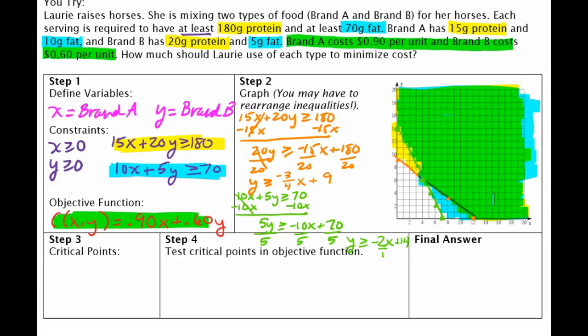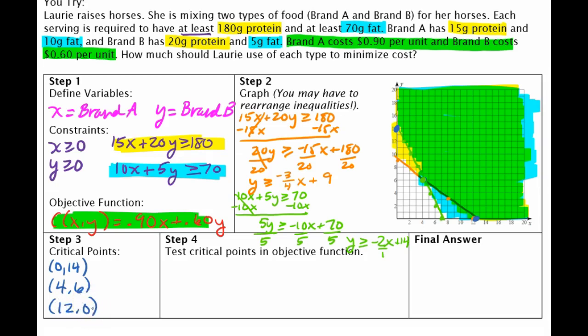So now I really need to focus on my critical points. That's where my lines cross each other. And I actually only have 3 of them. My first critical point is going to be here, my second one is here, and then my third one is here. And you can't see that point anymore, it disappeared. So I only have 3 critical points. And those critical points are 0, 14. That one in the middle is 4, 6. And then on the x-axis, it's 12, 0.